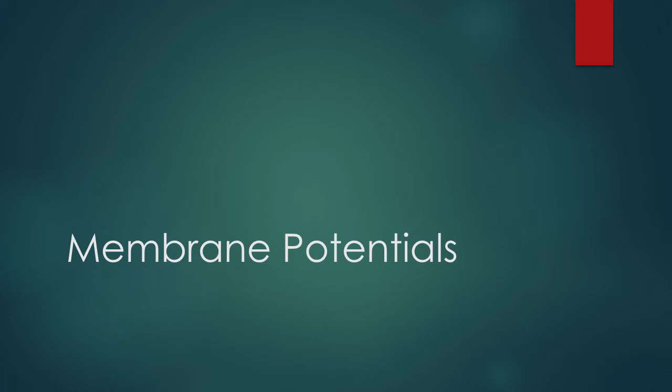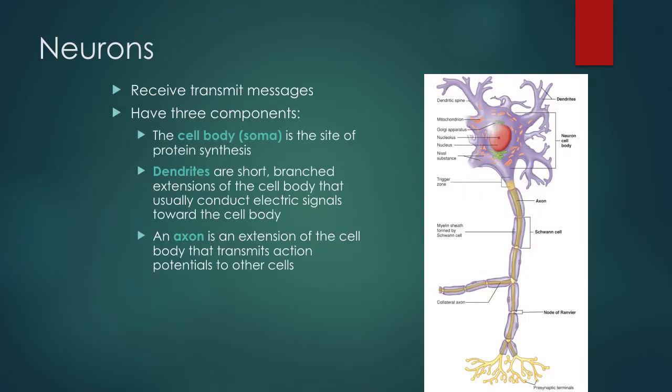This is the second of three mini lectures to accompany Chapter 12. Chapter 12 is Organization and Tissues of the Nervous System, and this really deals with neurons and one aspect of neurons, their ability to transmit impulses. And so this deals with membrane potentials. Remember, neurons can receive and/or transmit messages.